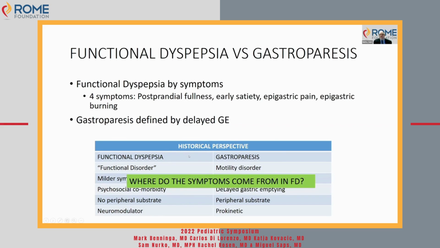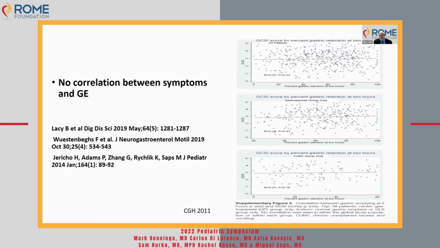However, when people start to ask the question, I have a very well characterized patient with functional dyspepsia, where do the symptoms come from? Asking the question, is there a biomarker for dyspepsia? Can I differentiate a motor disorder from a functional disorder? This is where things started to get more interesting. There are three publications that I can show you.